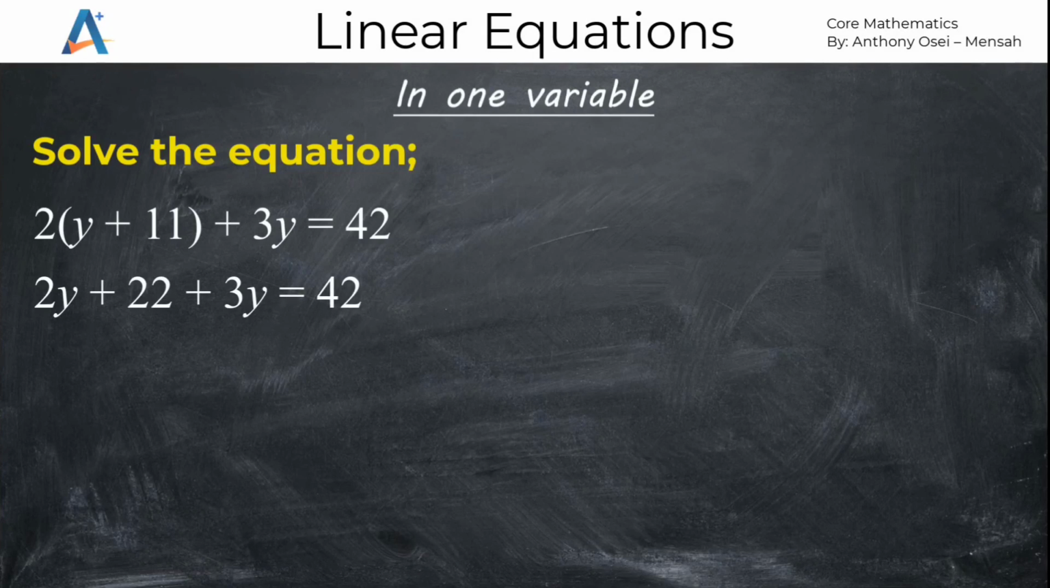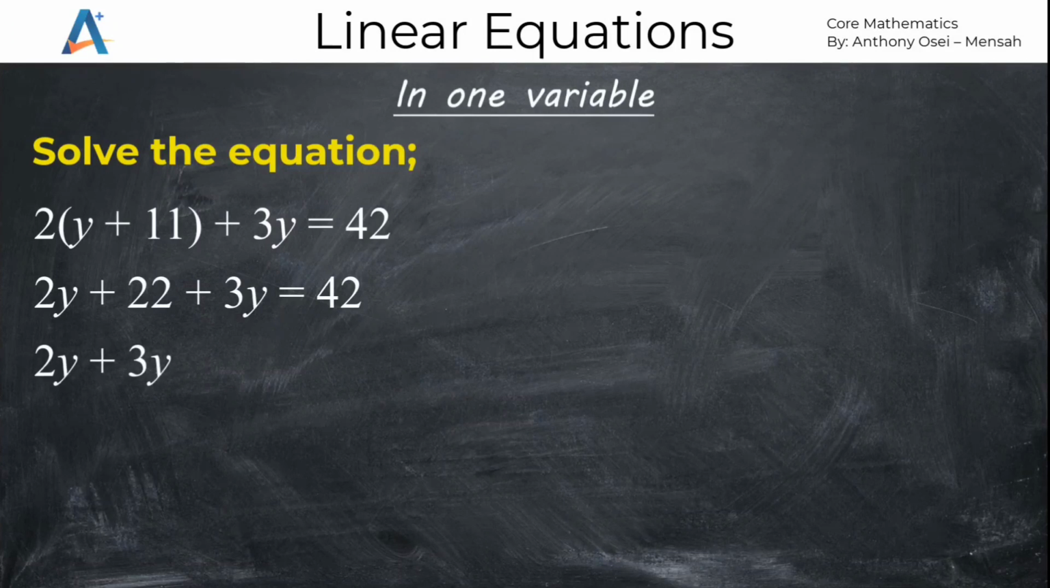We then have to group all terms containing the variable y at one side, and then the constant numbers or the real values also at one side. I would prefer to group all the terms containing y at the left hand side. Now checking from the left hand side, I have already 2y, which contains y. I also have positive 3y, that is plus 3y, which contains y. So I've grouped all y to one side.